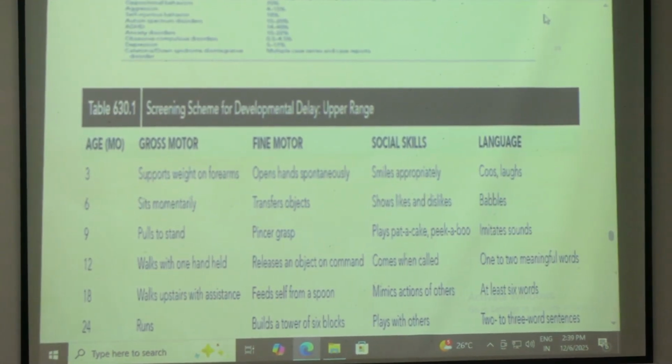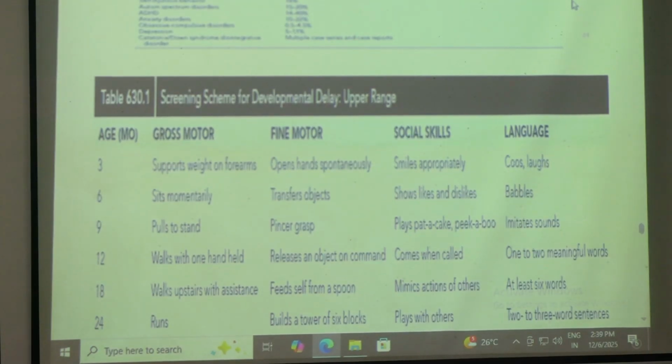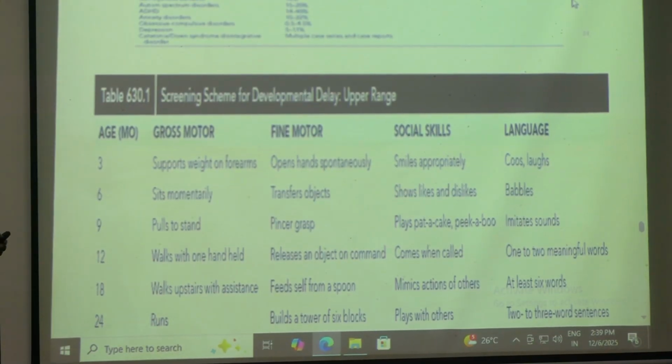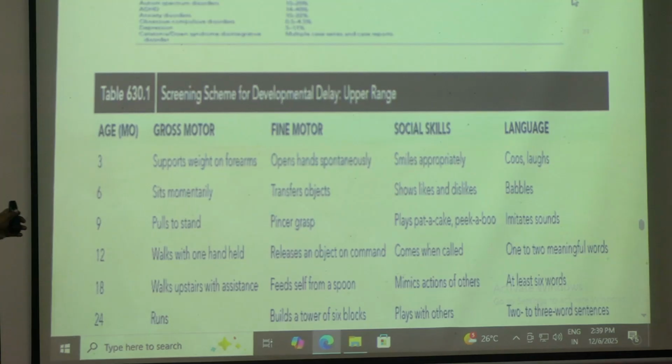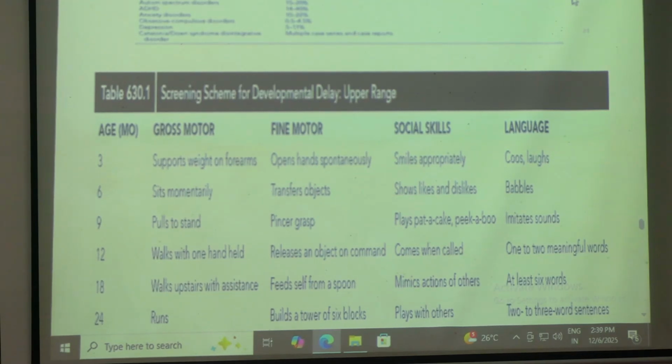Screening scheme of development as per age. At 3 months, gross motor: supports weight on forearm, opens hands spontaneously. I told you by 2 or 3 months the hand will open. Sits momentarily at 6 months, grasps object. I am not going into social and language. 9 months, pulls to stand, pincer grip. Fine motor: 12 months, walks with one hand held, releases an object on command. 18 months, walks upstairs with assistance, feeds self with spoon. 24 months, runs, builds a tower of 6 blocks.